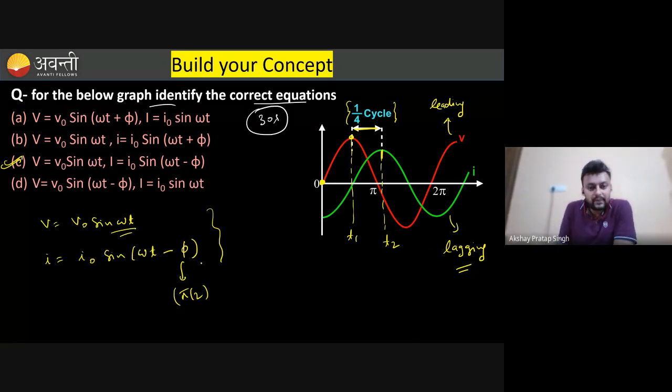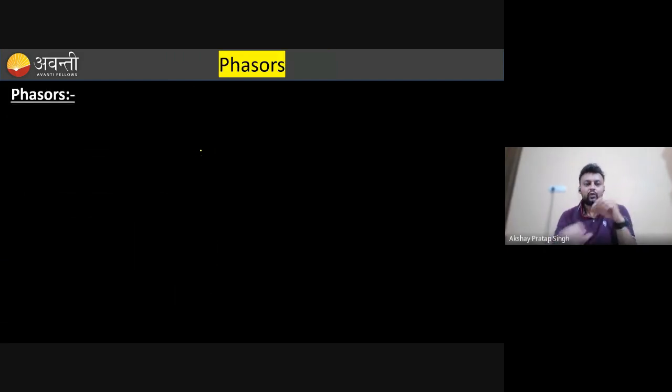Clear? Option B means the current is leading, but actually the current is not leading. I hope it is clear for now. Next important thing before moving on: what is a phasor? This is the most common thing. In one line, I will say phasors are anti-clockwise rotating vectors.